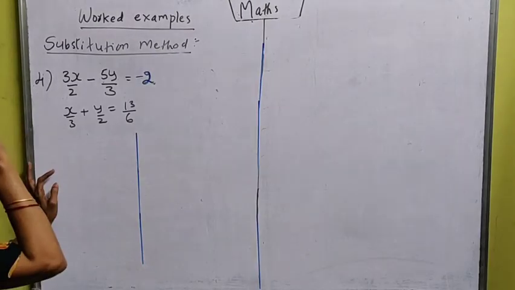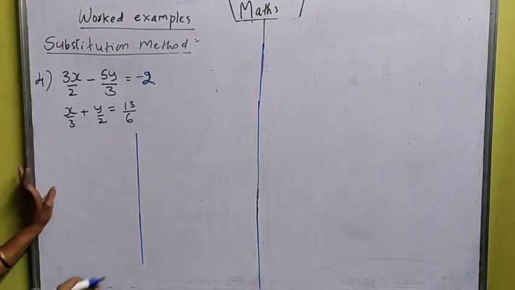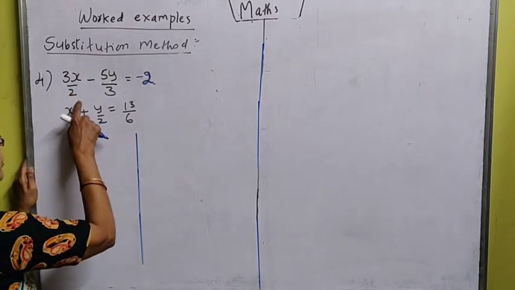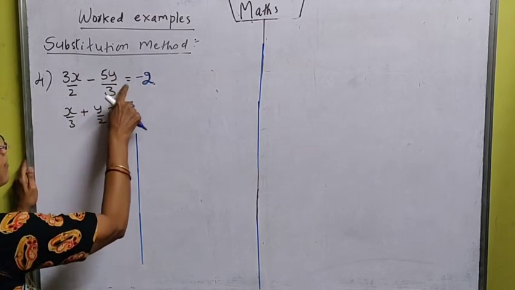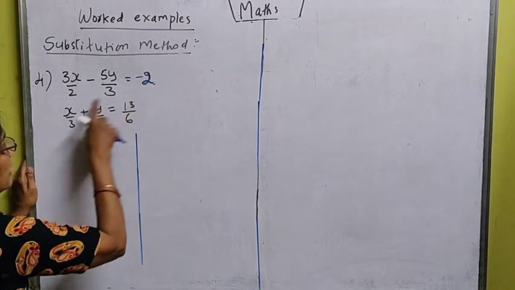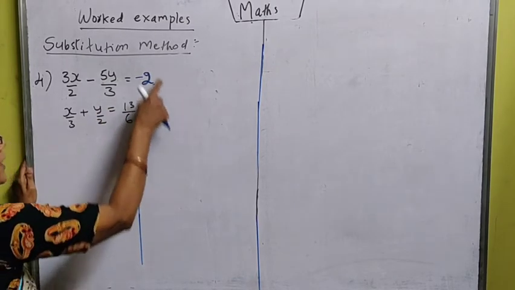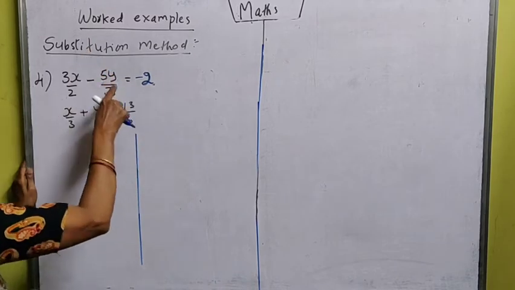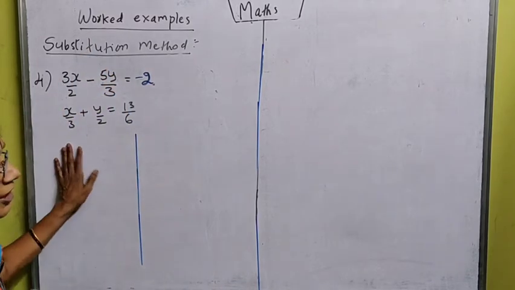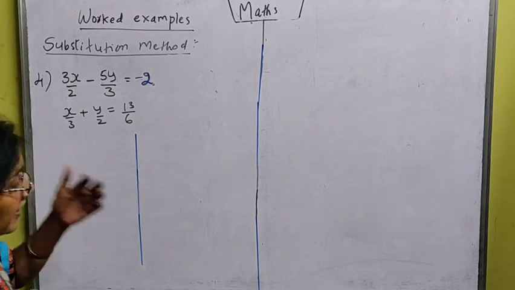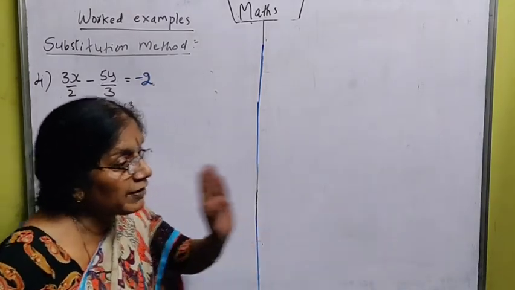Now let us see the fourth worked example. What is given? 3x/2 − 5y/3 = −2, and x/3 + y/2 = 13/6. You can see here that fractions are there in the question. After solving, let us see what result we will get.